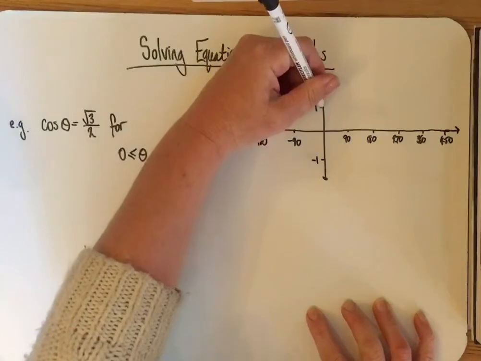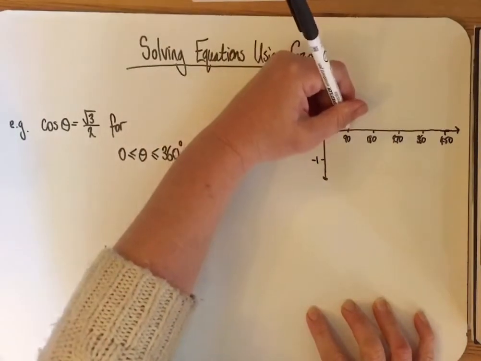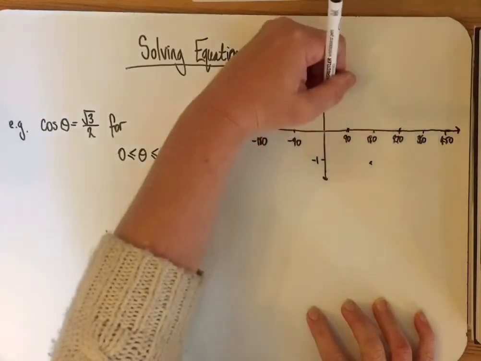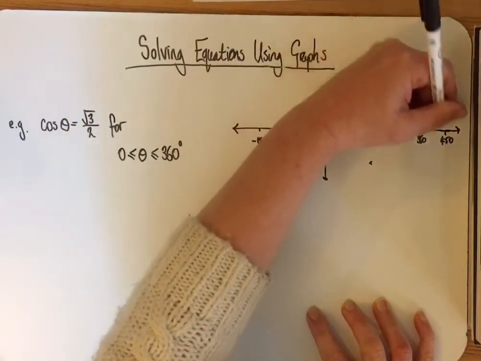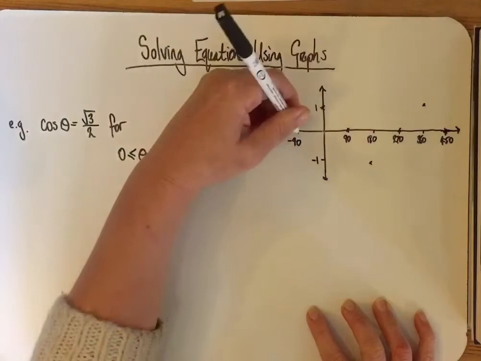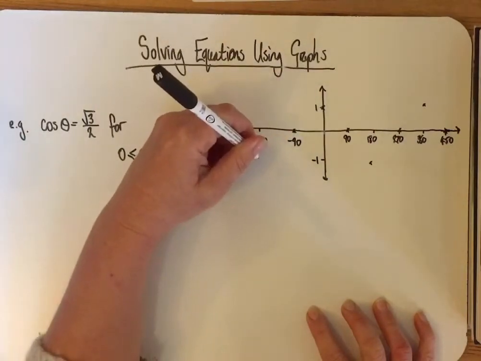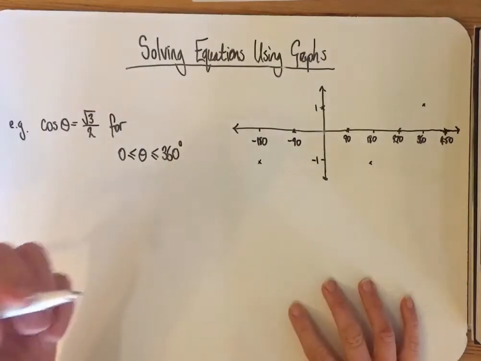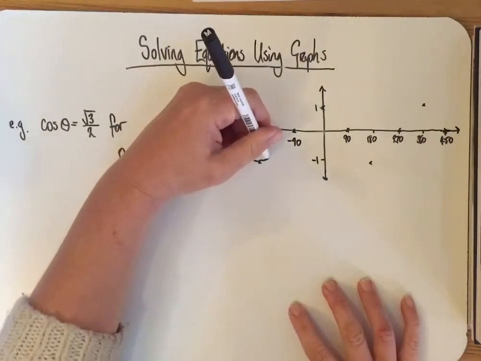So sketching these trig curves, it's quite good just to put your key points on. So it starts at 1, and then every 90 degrees it's going through 0, 1, minus 1, and then smooth curve.